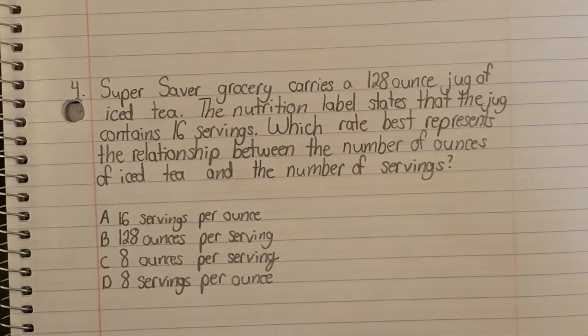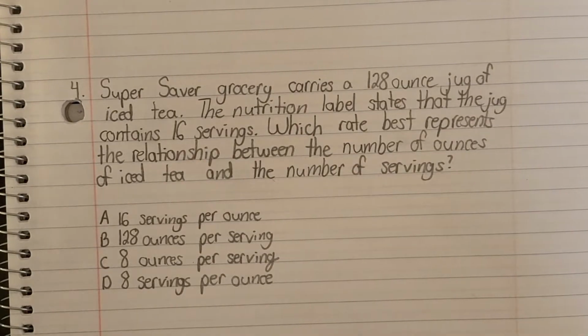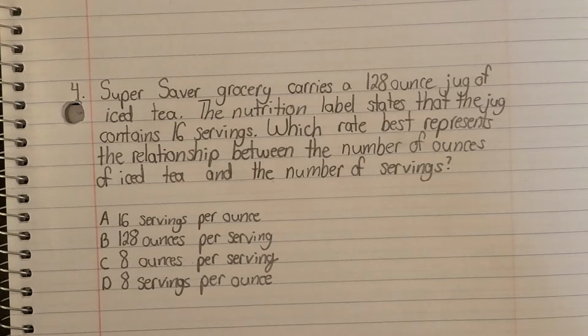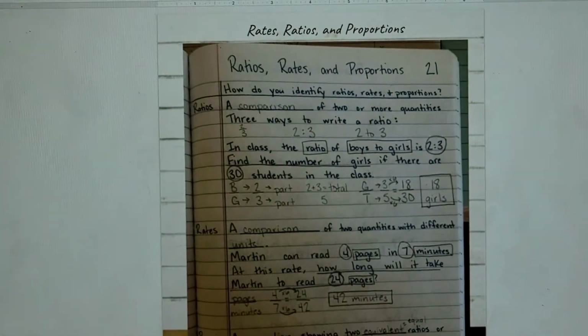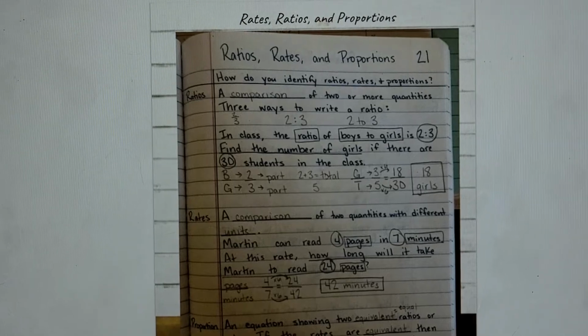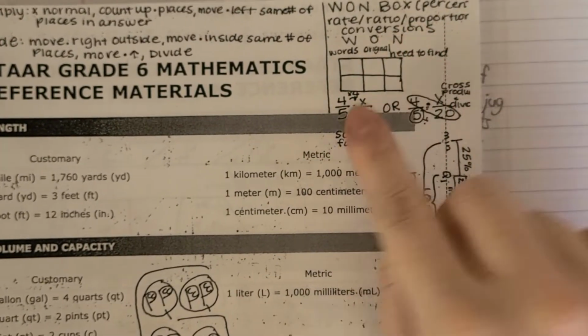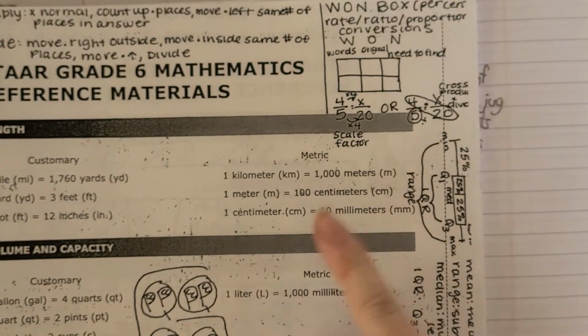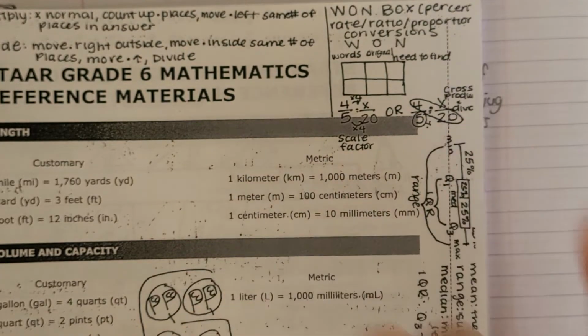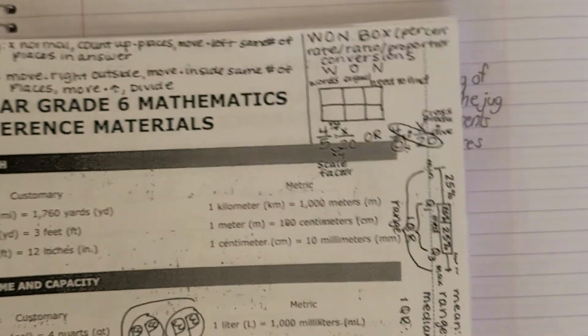This is a public service announcement. This problem has to do with rates, ratios, and proportions. So you should be using your notes on page 21 and 22 to help you solve. You should also be using your throw-up sheet in the top right corner where it has 1 boxes and shows you how to plug into a 1 box, and you can use either scale factors or cross multiplication to solve.